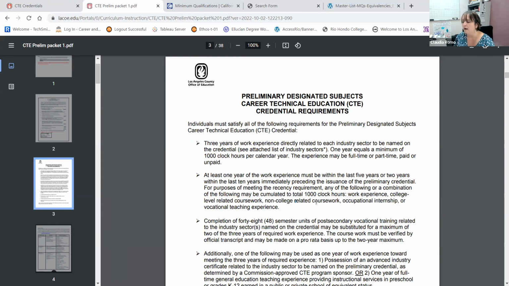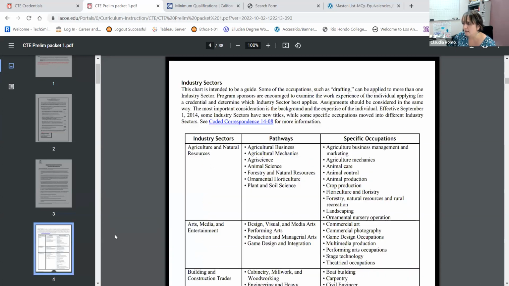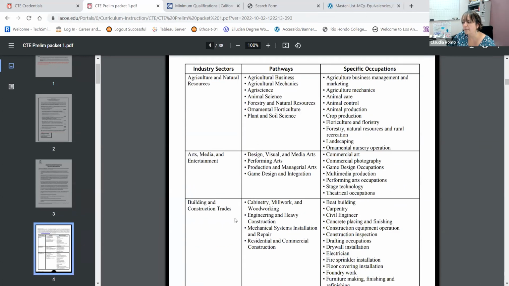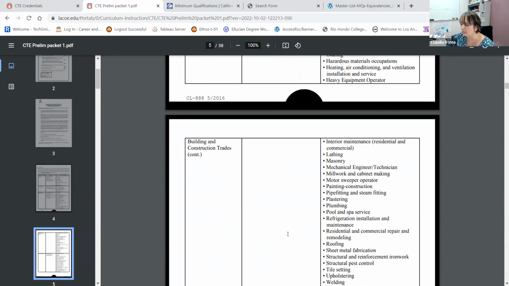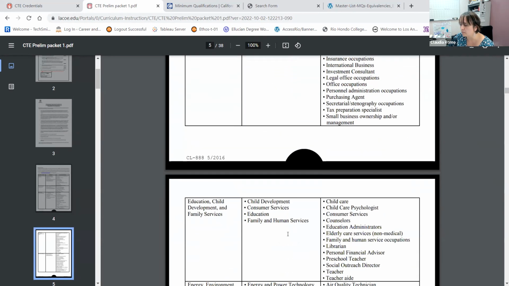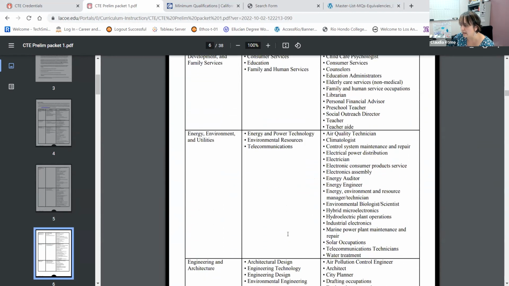And then their minimum qualifications are slightly different than what the community colleges have. They go off of industry sectors. So when you're talking about the designated subject credential, I know someone, I think maybe building or trades, electronics, electrical, this is where it would fall if you want to teach at a high school or an ROP that has CTE programs. And they'll list the industry sectors that they cover within the designated subject credential.